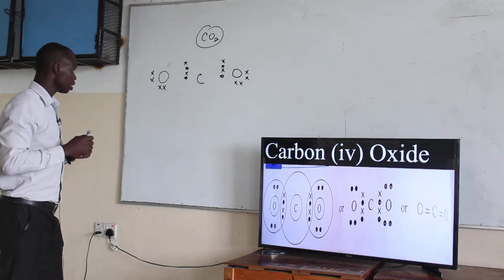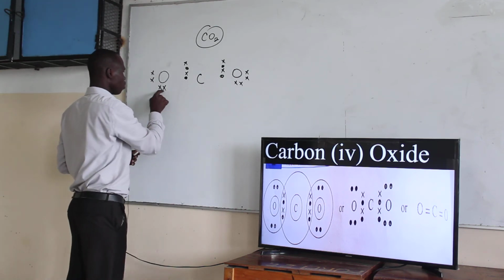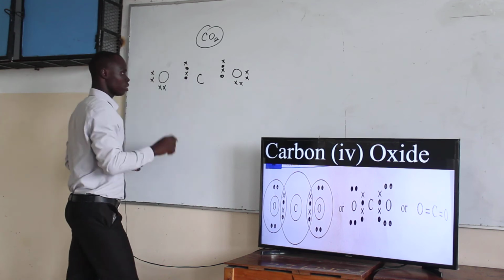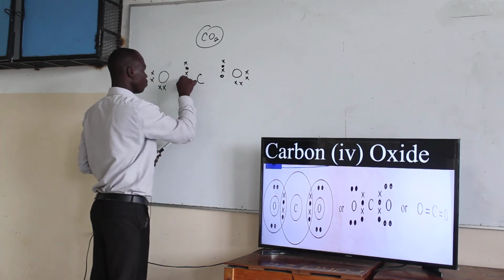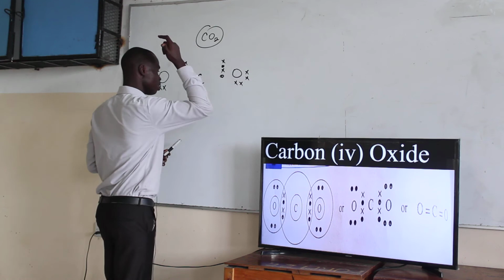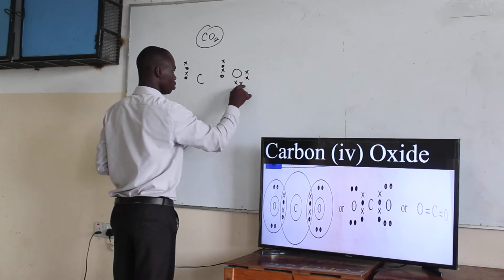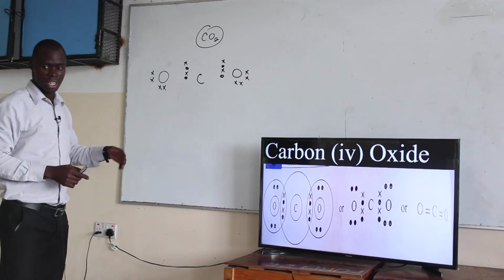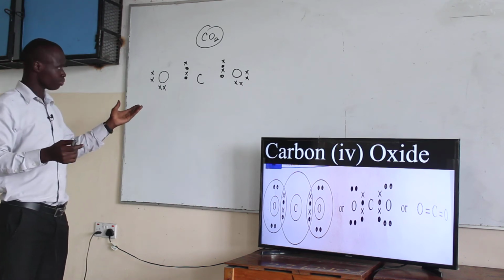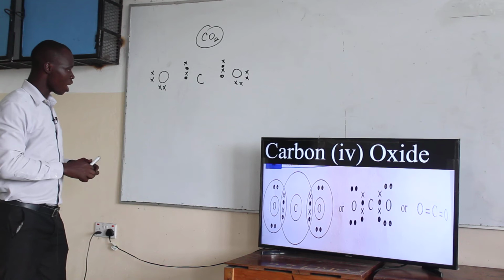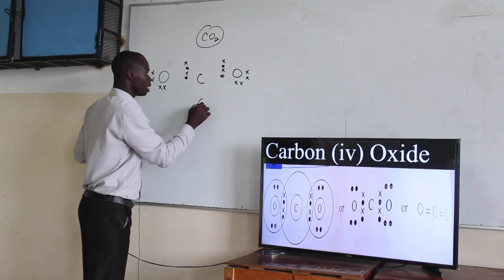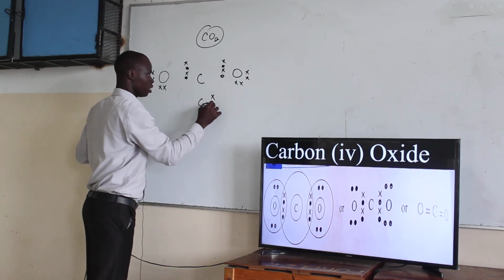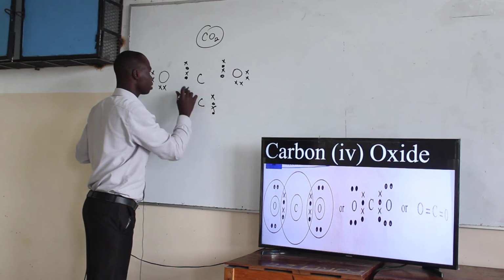Let's see. Around oxygen, 1, 2, 3, 4, 5, 6, 7, 8. That's it. Now looking at that, we find that in carbon dioxide, then you have to rearrange them. This will have 1, this one, rearranging this part.